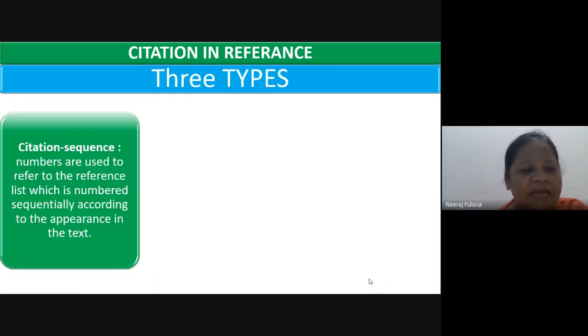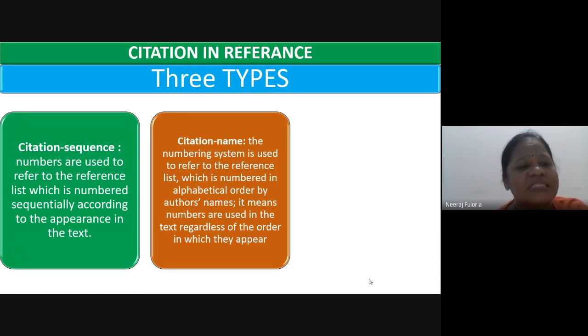You can see there are three kinds of citations. First, citation sequence, where you give numbers to refer to the reference list, numbered sequentially. You might have come across that every journal has a different kind of referencing style. Some may ask you to write the number, so it is somewhat Vancouver style. Some theses also give numbers, and in the bibliography they will ask you to give number 1, number 2. Then next is citation name, where also you will use the numbering system.